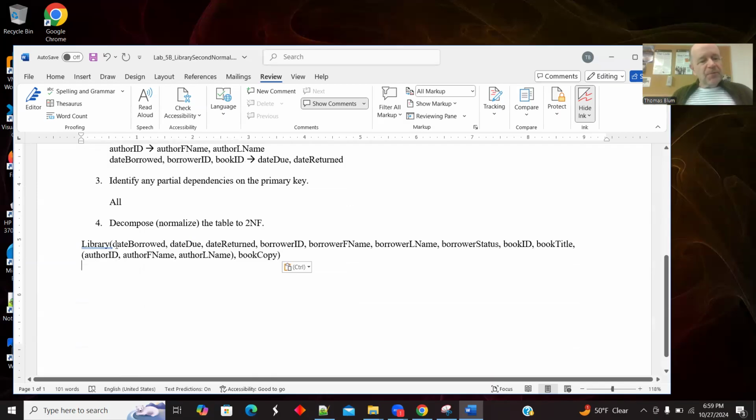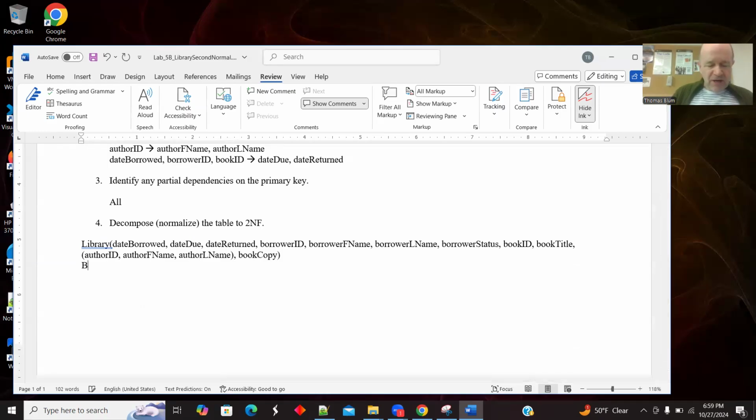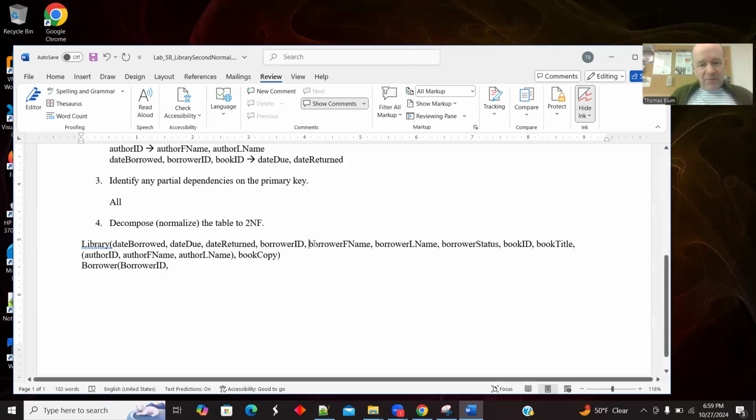Control V, there we go. So we said what? That we should pull out a borrower, which would be a borrower ID determining a borrower first name and last name. And status, I forgot status.